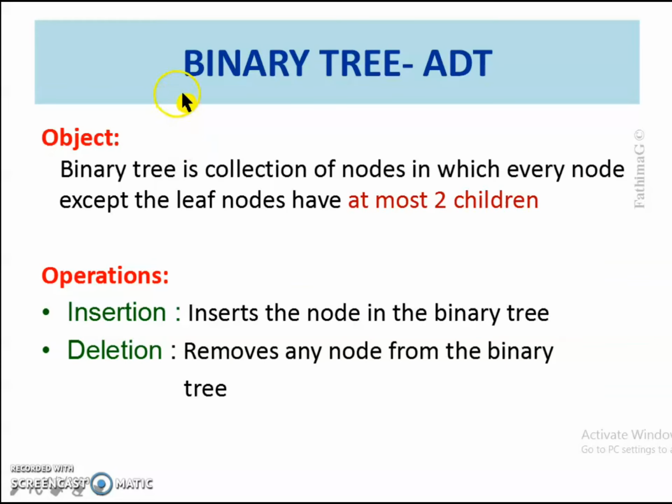Looking into the ADT of binary tree, the binary tree object is a collection of nodes in which every node except the leaf node has at most 2 children. The major operations performed in the binary tree are insertion and deletion. The insert operation will insert the node in the binary tree, whereas the deletion operation will remove the node from the binary tree. Other than this, we have search operation and tree traversal operation.